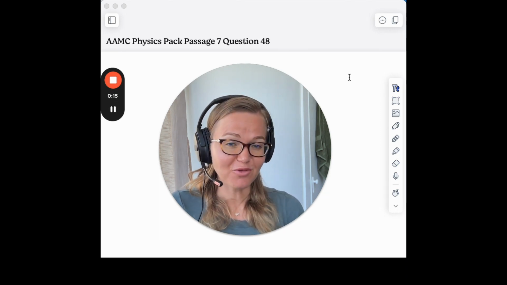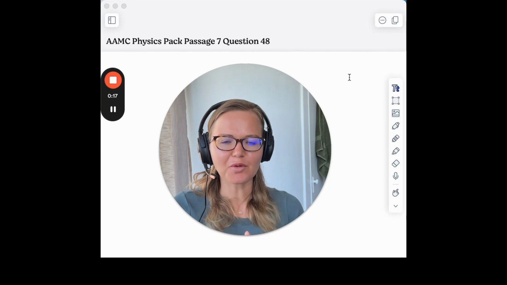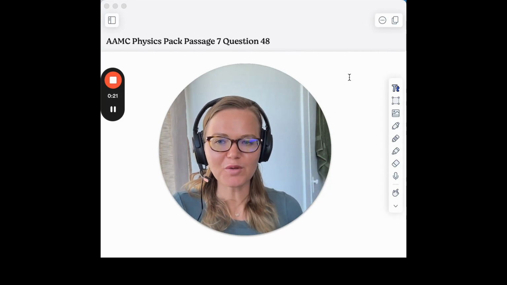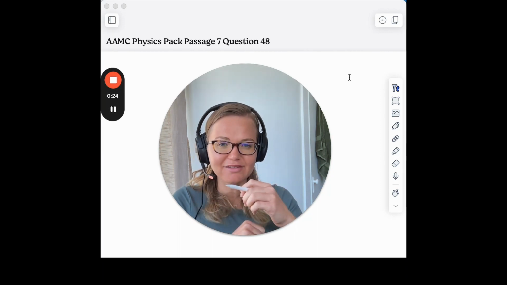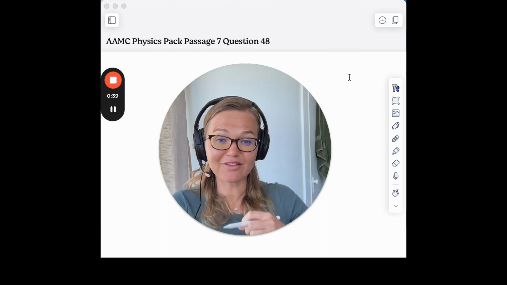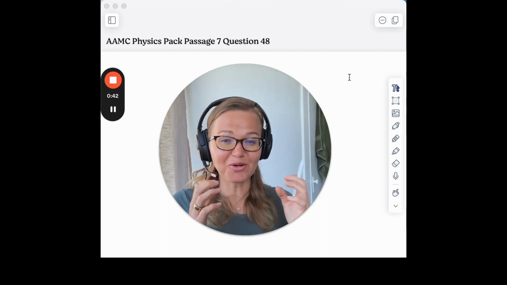So this question 48 is still related to passage 7, which is about if you take an object and launch it up into the air. Specifically, we want to know if you have a recording device that's underneath that object when you launch it up, how is its frequency going to change in its flight upwards and then back to the ground? So let's break that down.